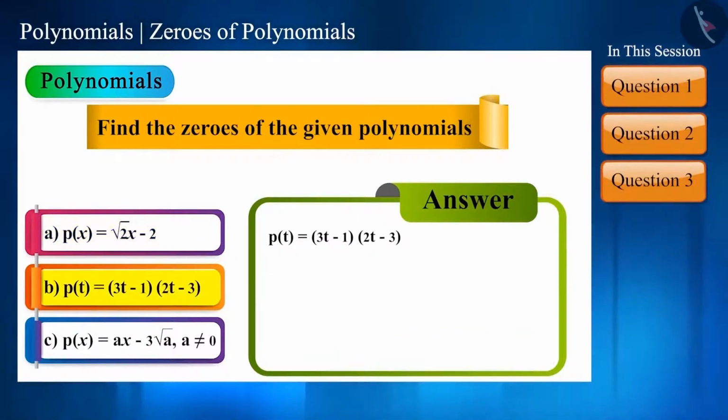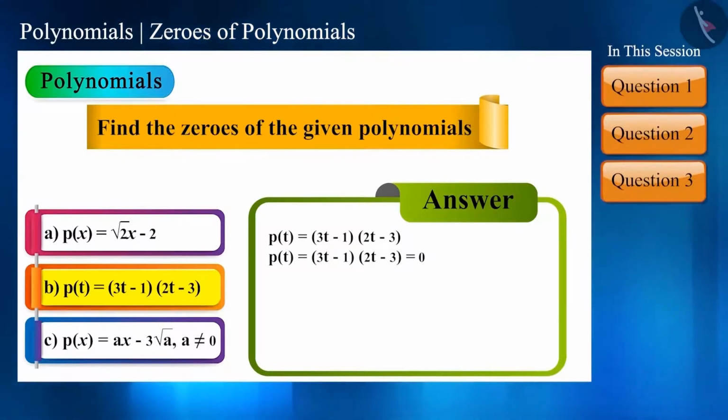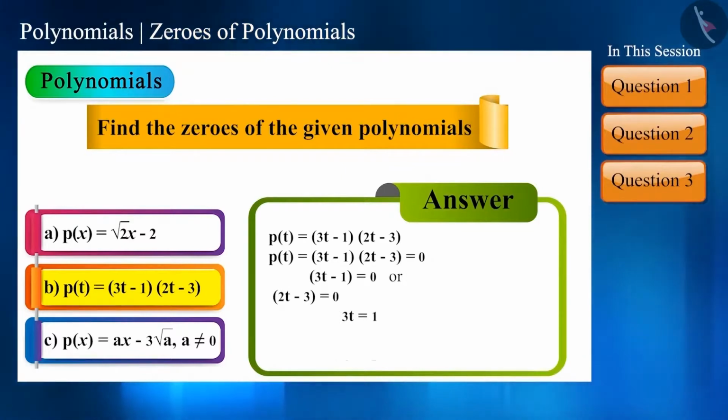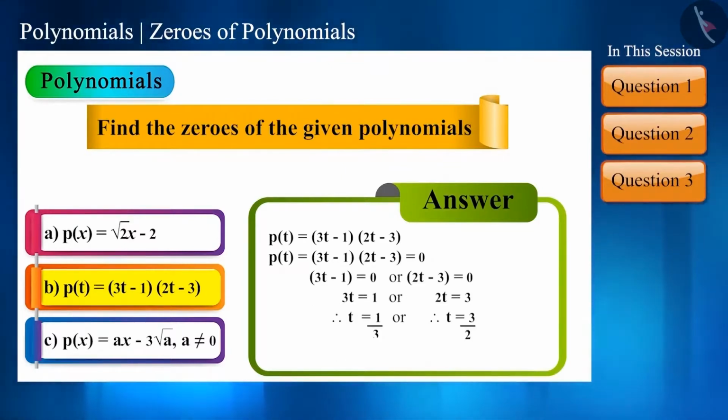P of t is equal to 3t minus 1 into 2t minus 3. Friends, here 3t minus 1 into 2t minus 3 is equal to 0 means that when 3t minus 1 is multiplied with 2t minus 3, it results into 0. And this is possible only when one of the two terms is 0. That means 3t minus 1 is equal to 0 or 2t minus 3 is equal to 0. That is, t is either 1 by 3 or 3 by 2.